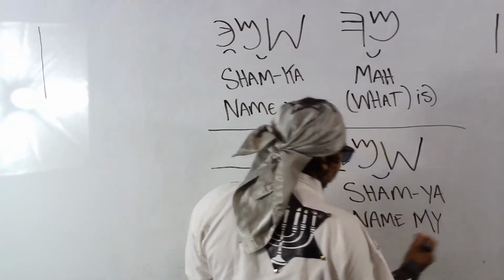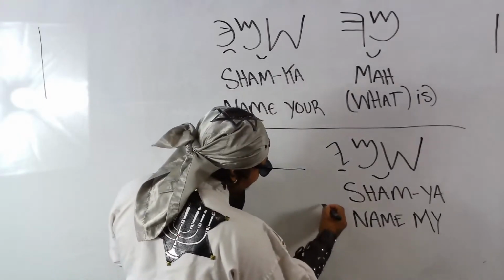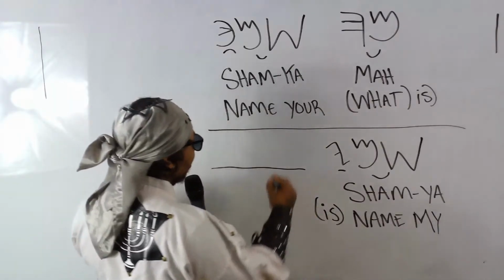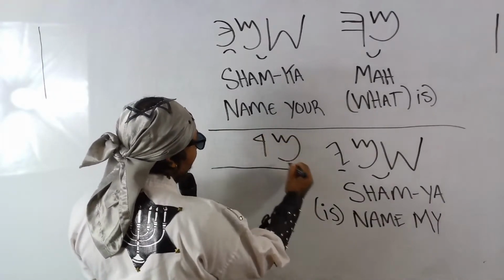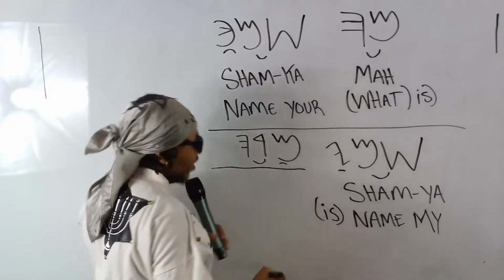All right. My name, or my name is, remember, is assumed. It's not a word that we have to say all the time. I'll just put my name for example: Shamya Marah. That's my name, right?